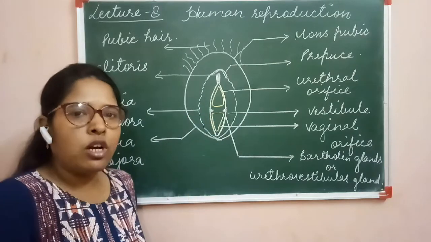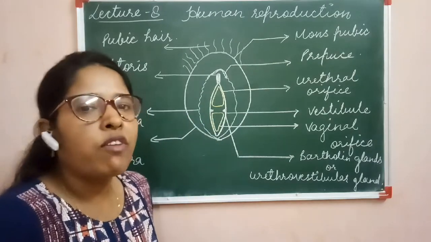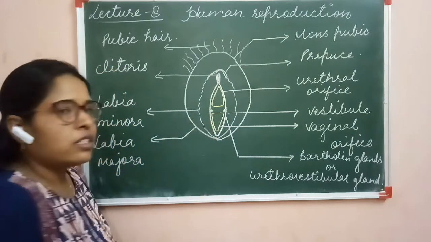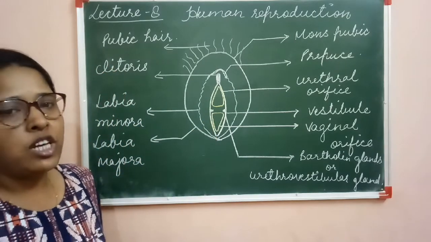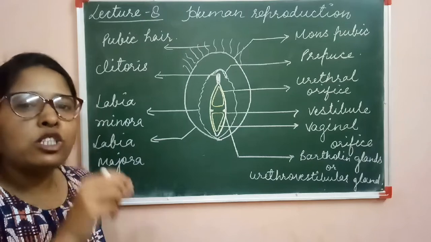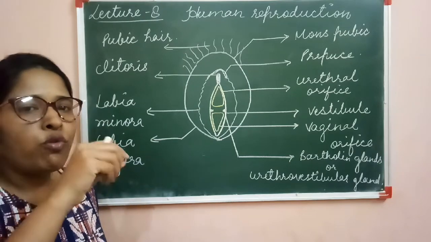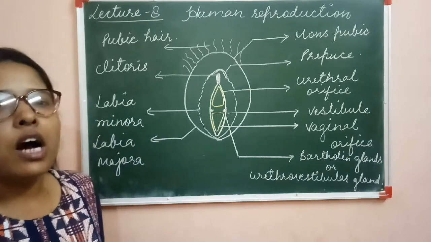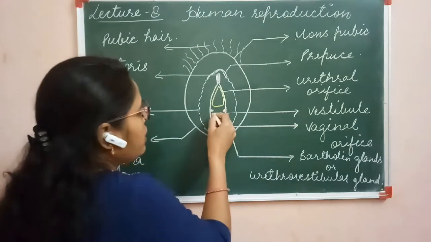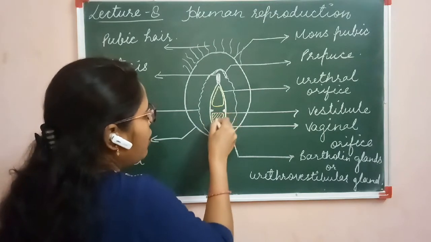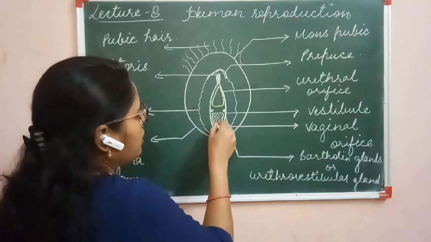First one is the urethral orifice, through which the urine comes out of the body, and the second one is the vaginal opening or vaginal orifice, through which the menstruation flow comes out of the body. This vaginal orifice is covered with a membranous structure.